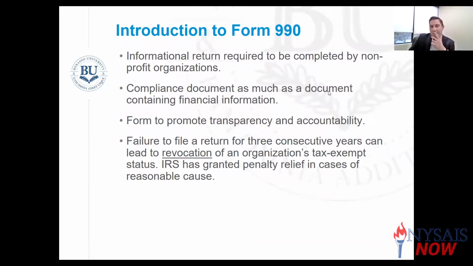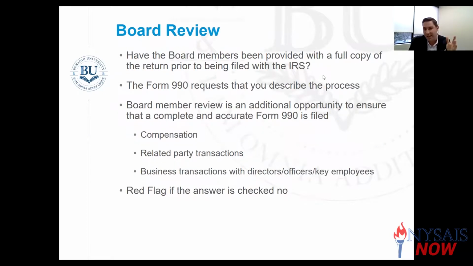So I asked, how many of you folks really look at the 990 before it's filed? Few of you have, few of you may not. So did you know that there is a question on the 990 that asks, have the board members been provided with a full copy of the return prior to being filed with the IRS?